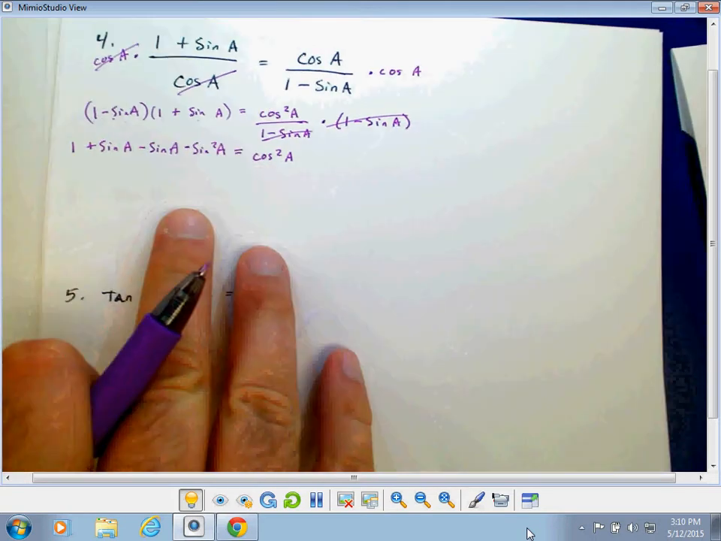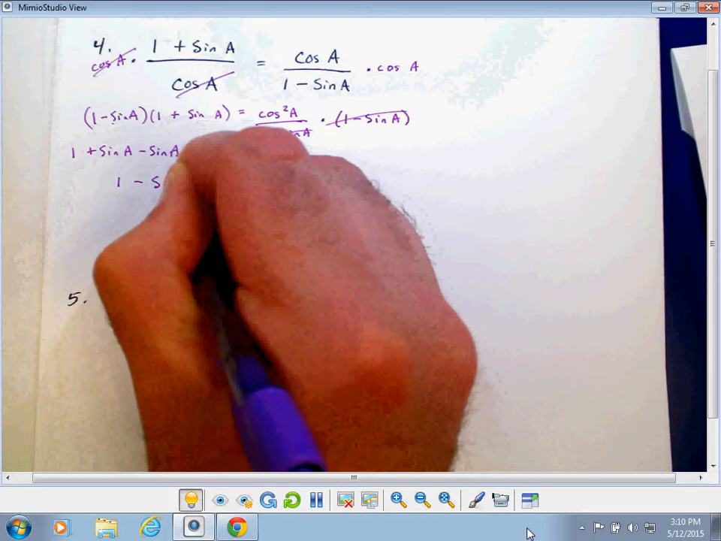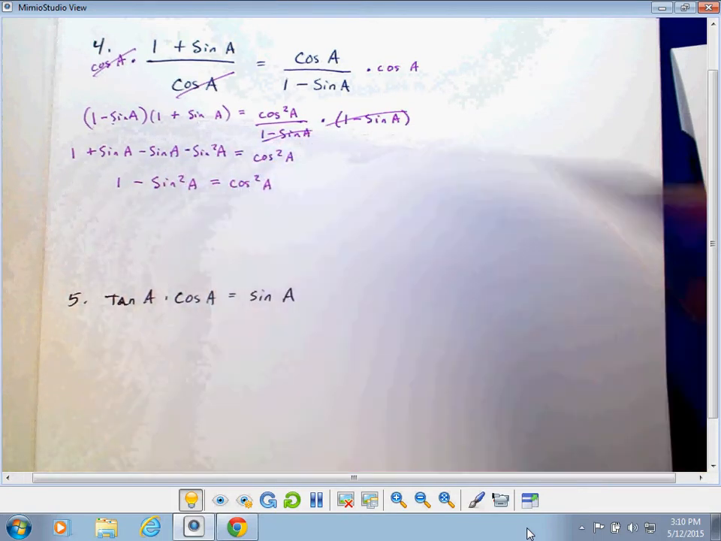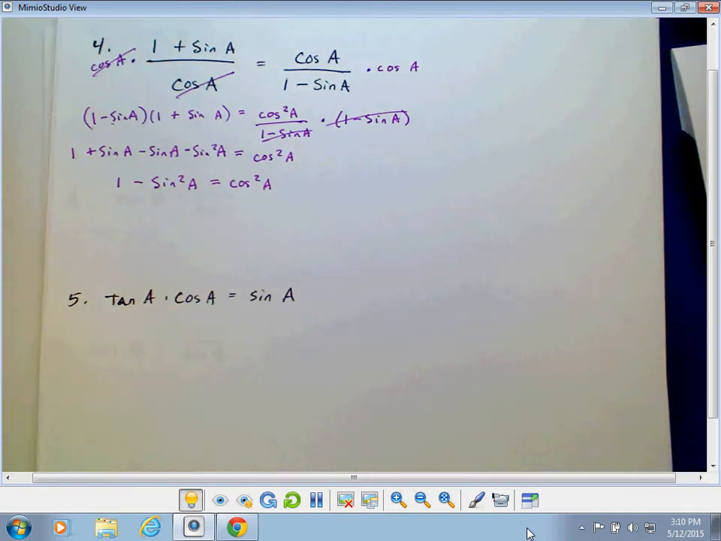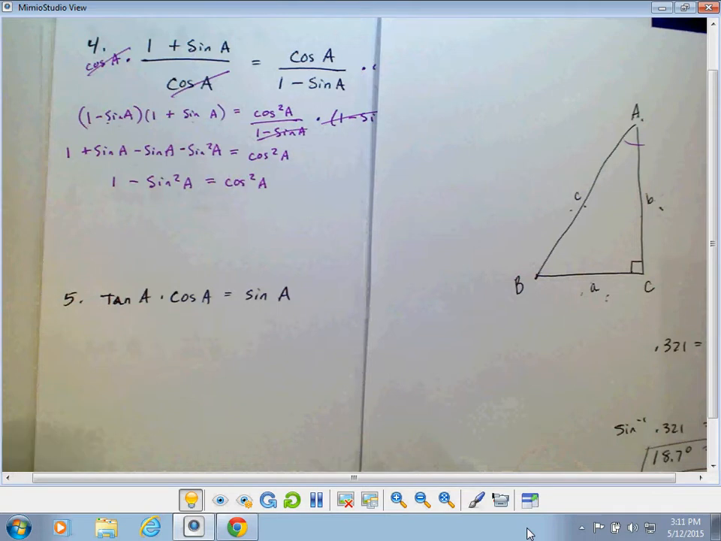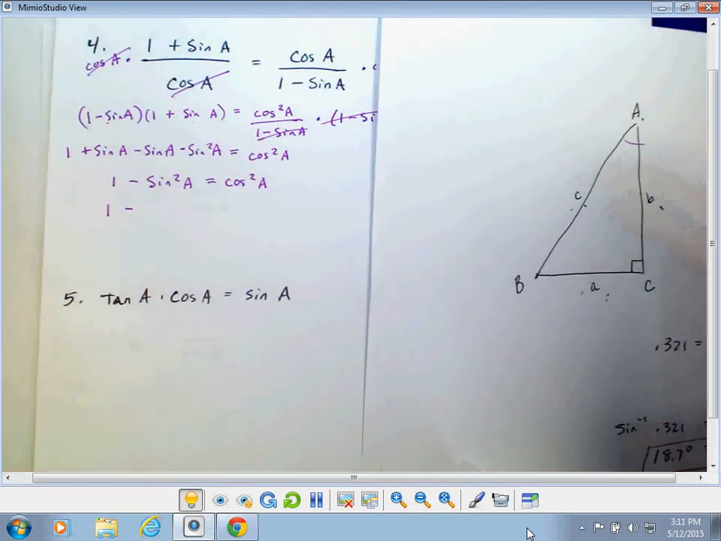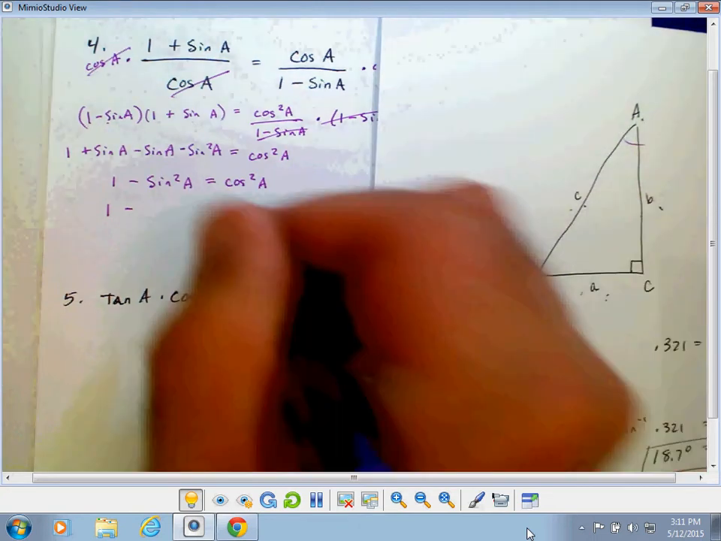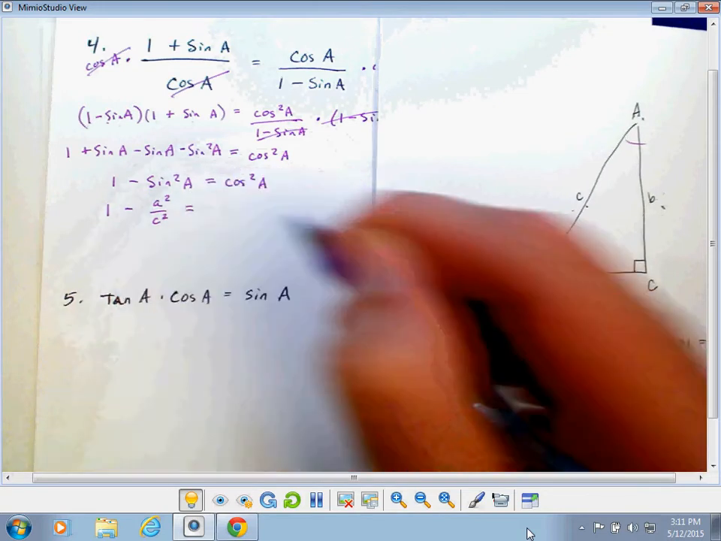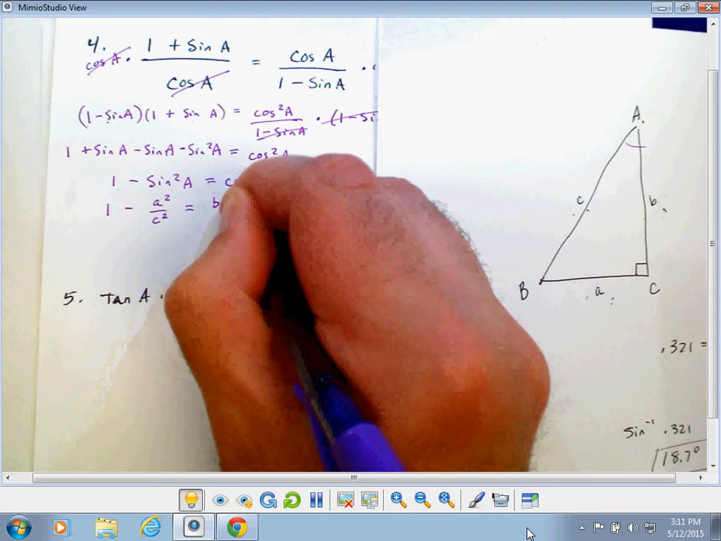Alright, from there, I let the sines cancel out and I get 1 minus the sine squared of a equals the cosine squared of a. And now I finally go back to the sides of the triangle here and work these out. So I would say that 1 minus, okay, sine squared a. Well, sine of a is a over c, but to square it, it's a squared over c squared. And then the cosine of a is b over c, but to square it again would be b squared over c squared.